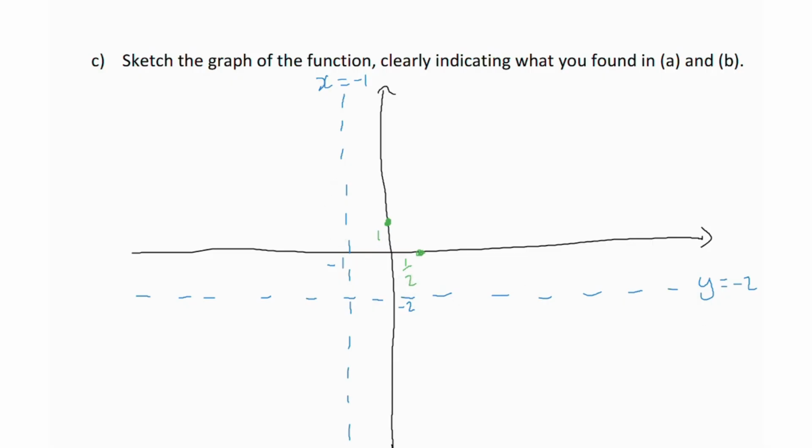Now, given that this is a rational function, we know it has to approach the asymptotes and pass through those 2 points. So this bit's going to do something like this. And the other part, a rational function has 2 parts, is diagonally opposite, so it's going to look something like this. And there we have a sketch of our rational function with all the important points labelled.